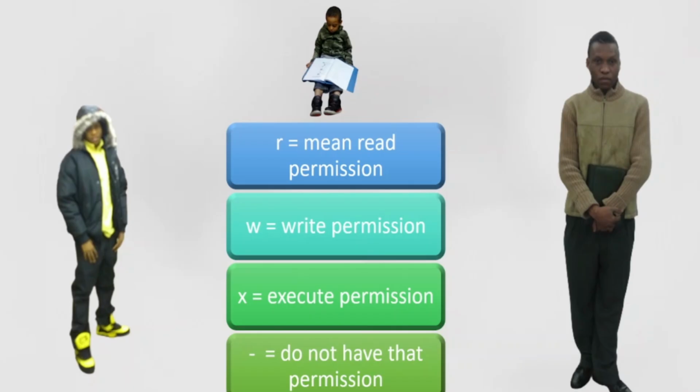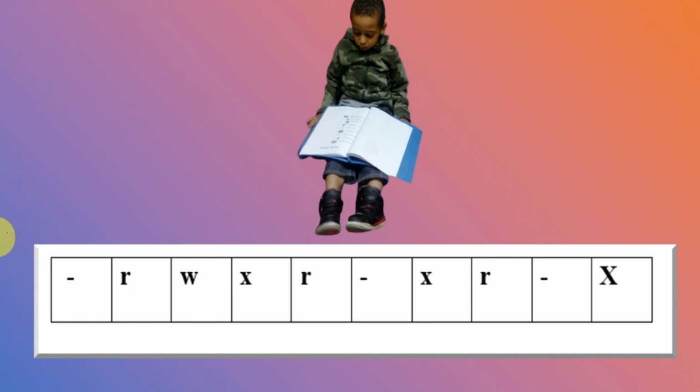We come here. The R permission means reading permission, W writing permission, X execute permission. A dash means you do not have that permission. You're going to see them like this most of the time: read permission, write permission, execute permission. You're going to see them like this.